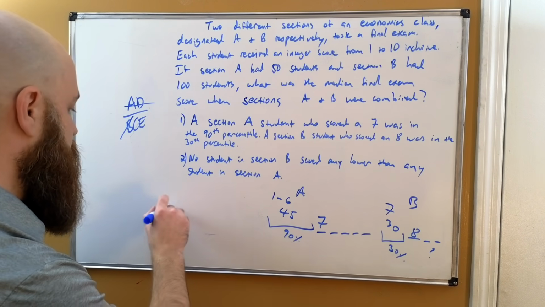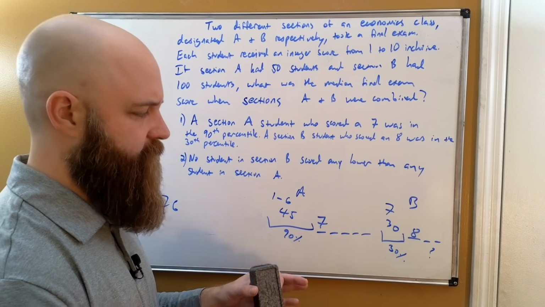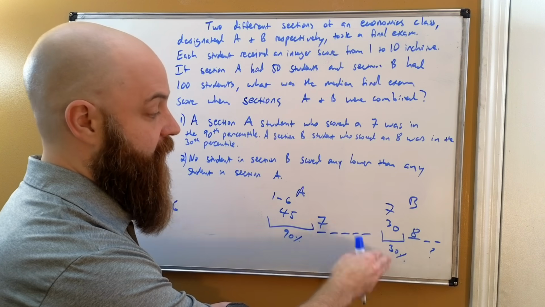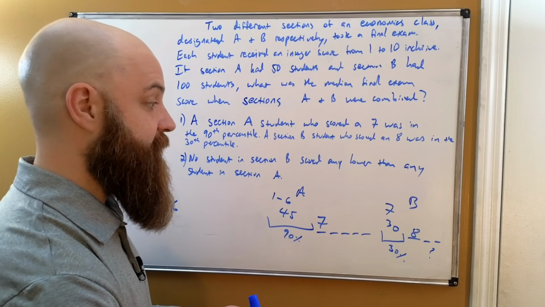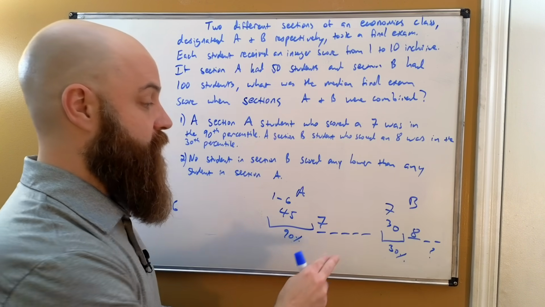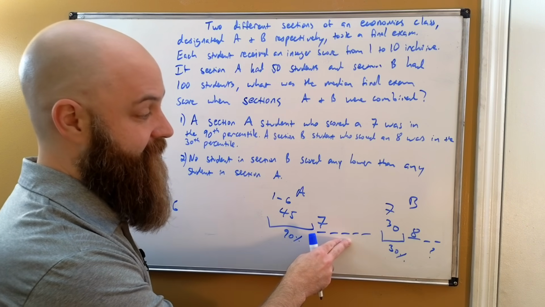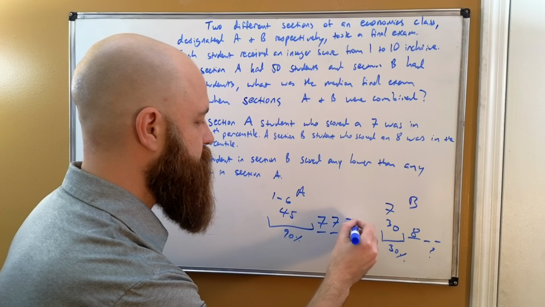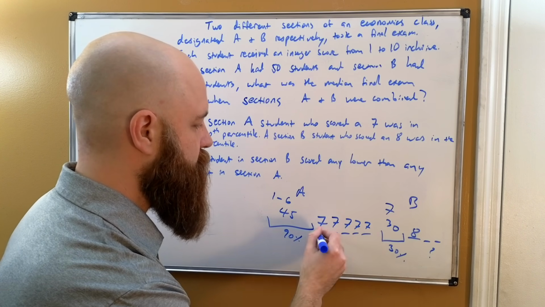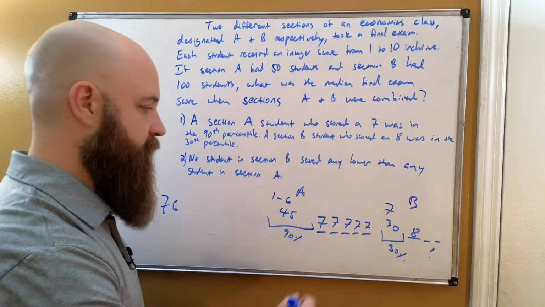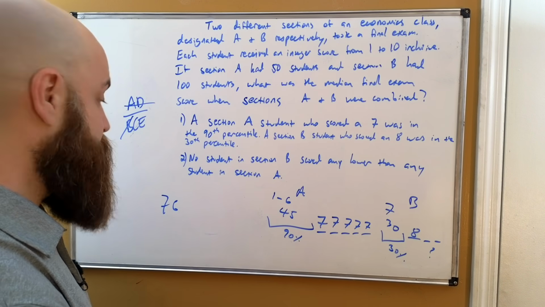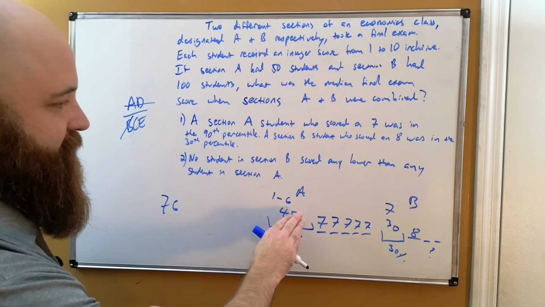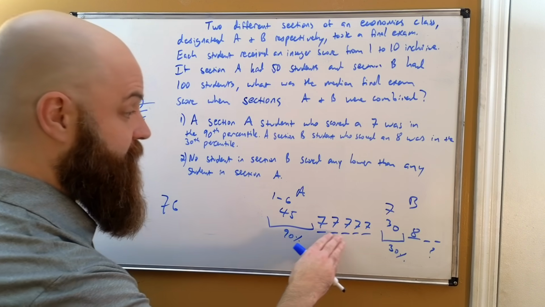Okay, and let me just keep pushing to see if there's any other information that this tells me. Well, again, nobody in B scored any lower than anyone in section A, so nobody in section A could score any higher than a 7. If somebody scored an 8, then this 7 in section B would be lower than that. That's not possible. So I can fill these scores in as well. These 1, 2, 3, 4, 5 people in section A all had to have scored 7s.